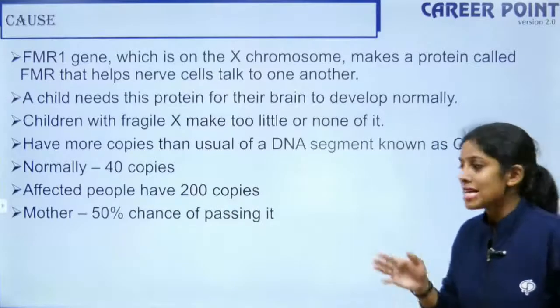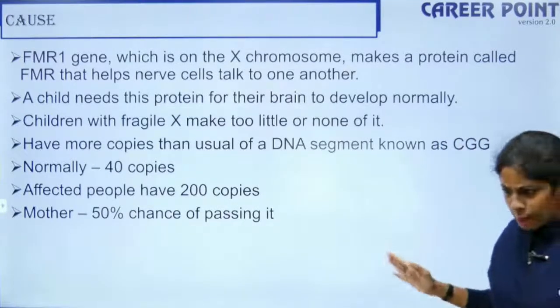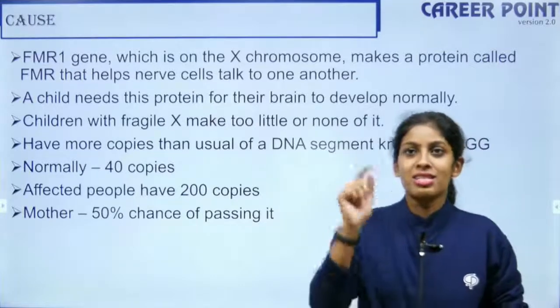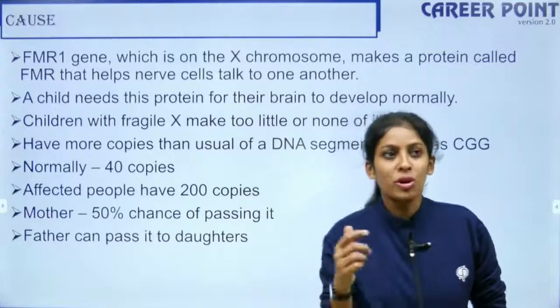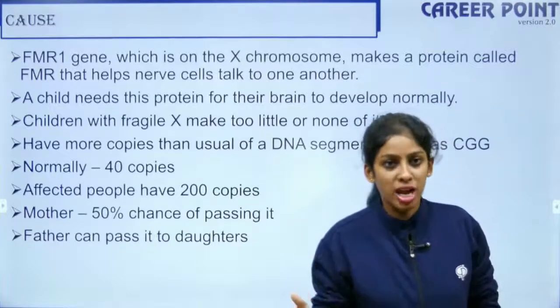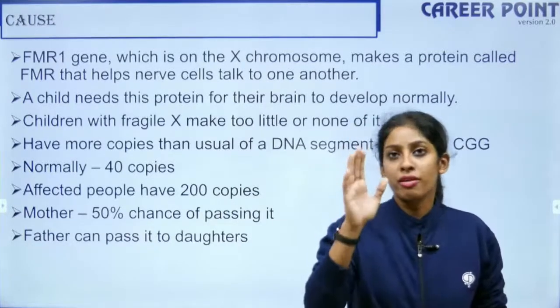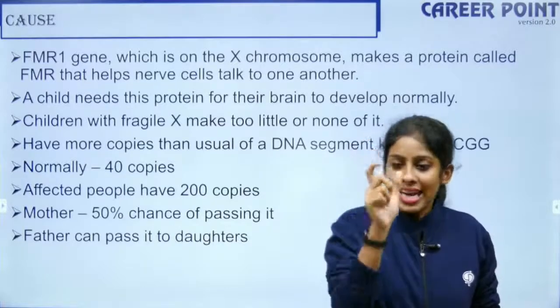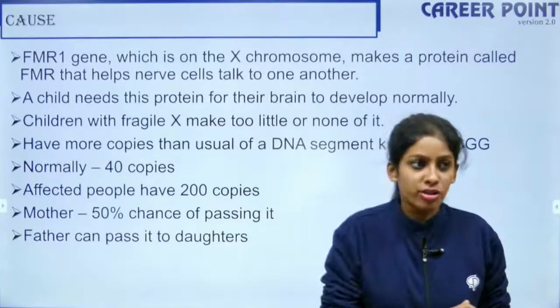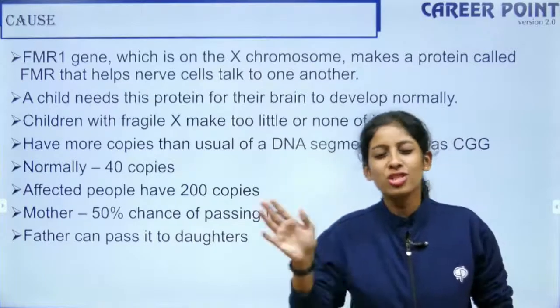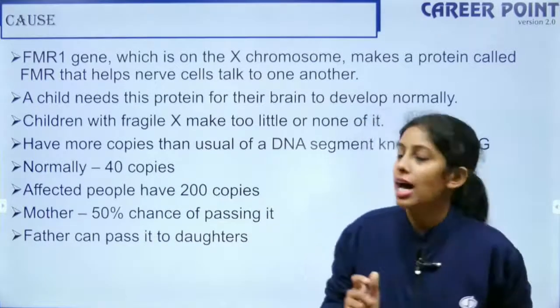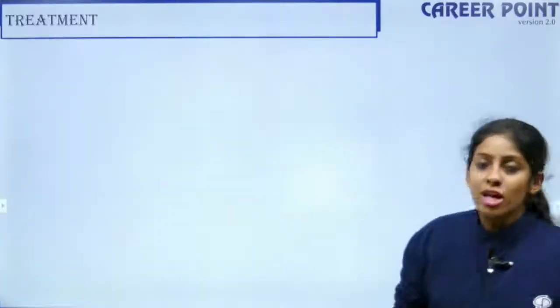So the mother has a 50% chance of passing it, because the mother's X also matters, right? The father can pass it to the daughter, so once again it is sex related, so it is Fragile X. Suppose the father is suffering from Fragile X, then that X is passed to the daughter. The daughters can carry it, but the females are not really affected, only the males are really impacted, right?